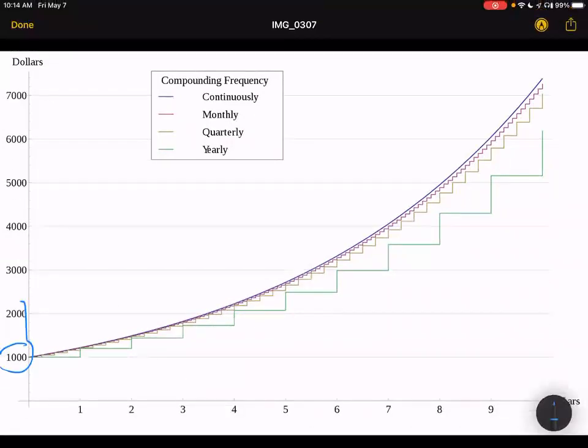This account started with $1,000, a little bit different from what we were thinking of, but still about the same. This axis down here is years, and this green line is compounding once per year. And then the yellow, which is a little bit higher, is compounding quarterly. And then the magenta slash pink is monthly. You can see these curves, as you compound more and more times, get closer and closer to this blue curve. That blue curve is e to the x.